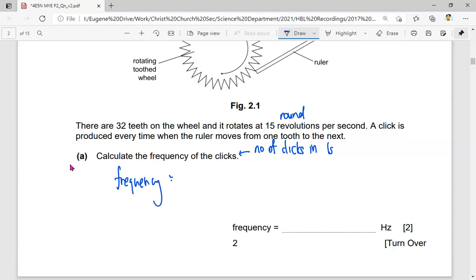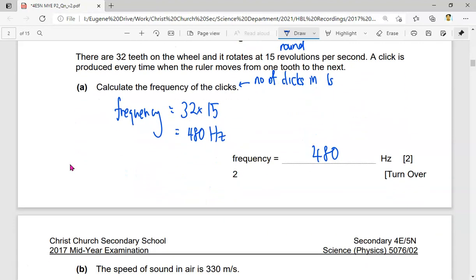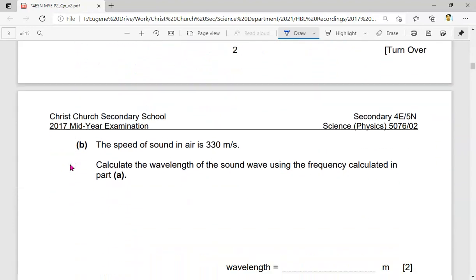Frequency, in this case, there's no formula here, this is about the concept. So 32 teeth multiplied by 15 rounds, what you're going to get is 480 Hz. So frequency is 480, meaning it will go past 480 teeth per second, because you hear 480 clicks.